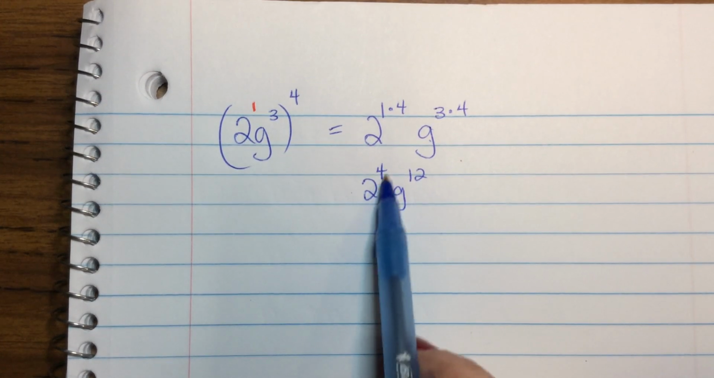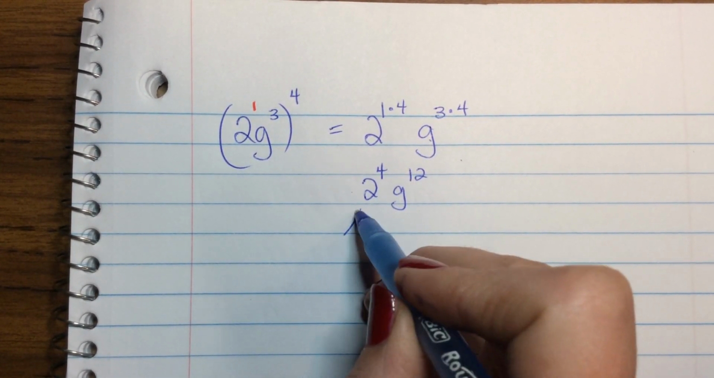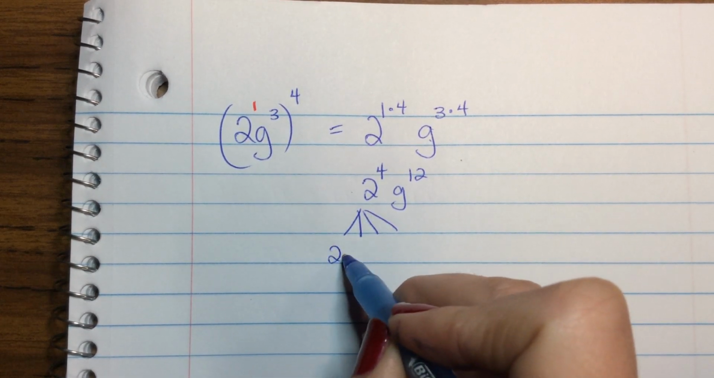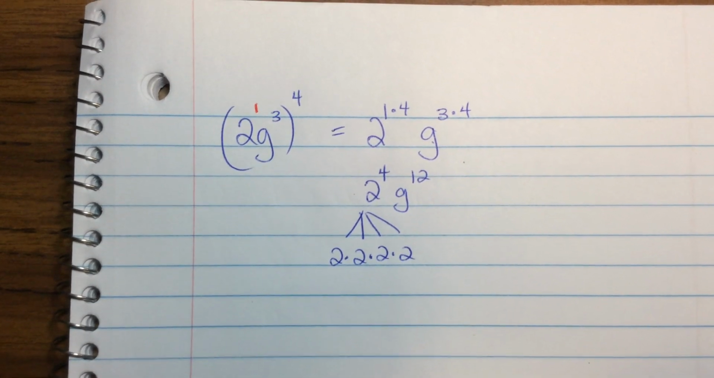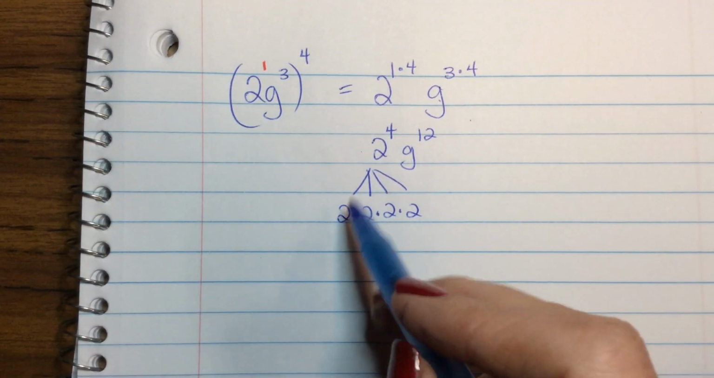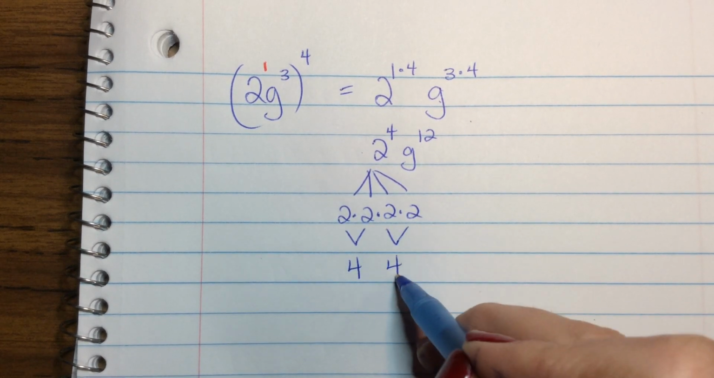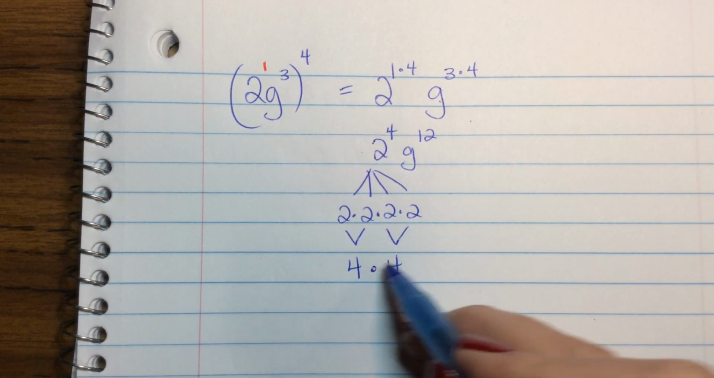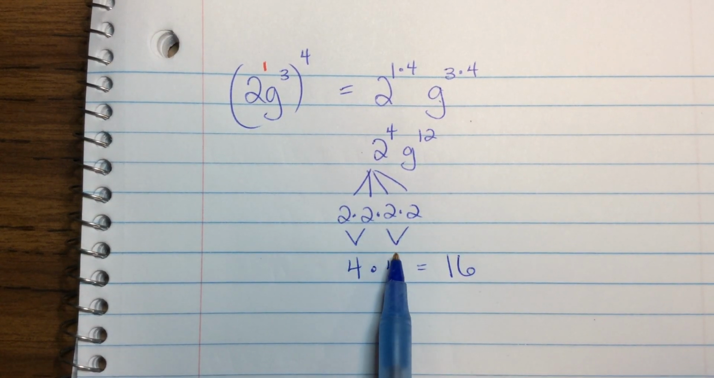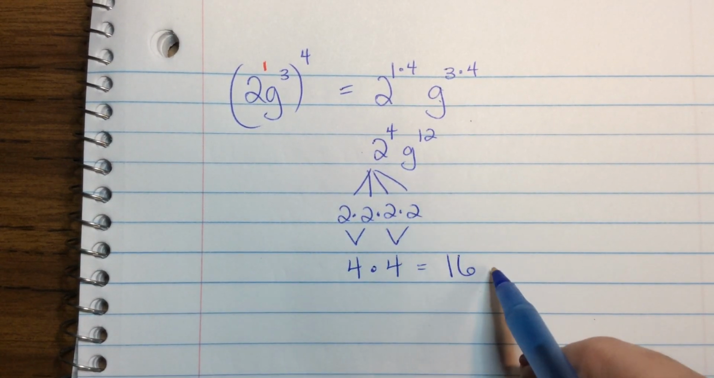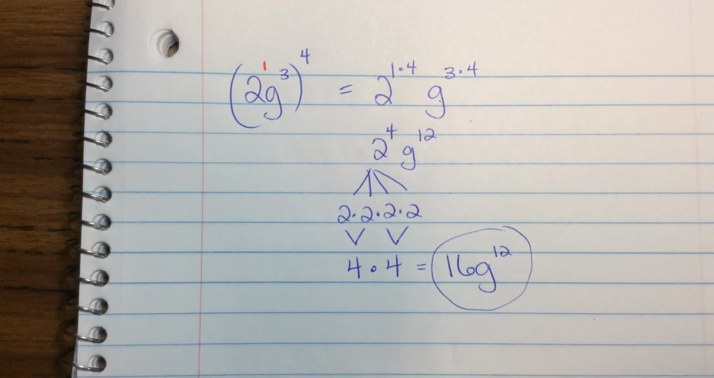And 2 to the 4th, they actually would want you to evaluate that, meaning simplify it, work it out. So 2 to the 4th is really 2 times 2 times 2 times 2. 2 times 2 is 4. 2 times 2 is 4. Then I multiply my 4's and I get 16. You could also just use your calculator. So I got 16 g to the 12th. Final answer.